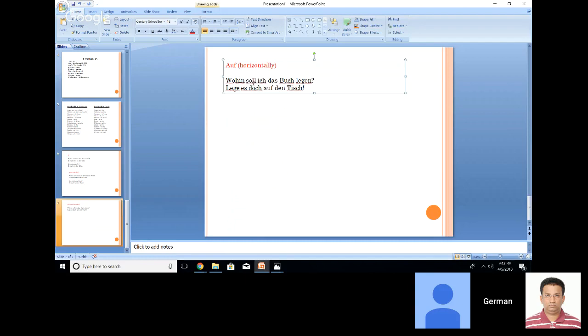Where should I keep the book? Keep it directly on the table. I am keeping the book. There is an action involved. That's why it is accusative and it is answering the question wohin.